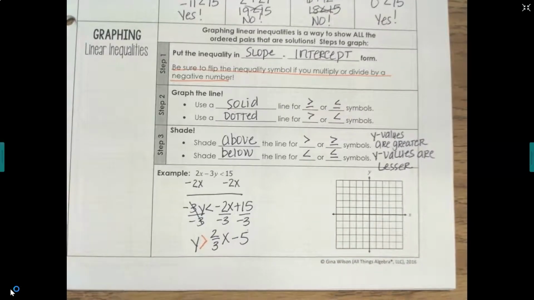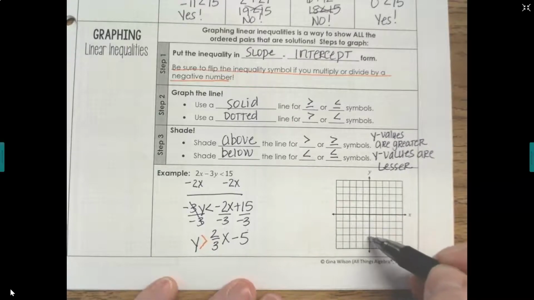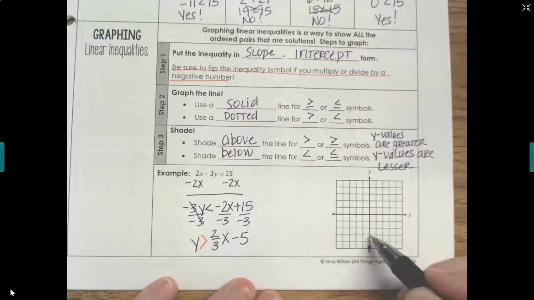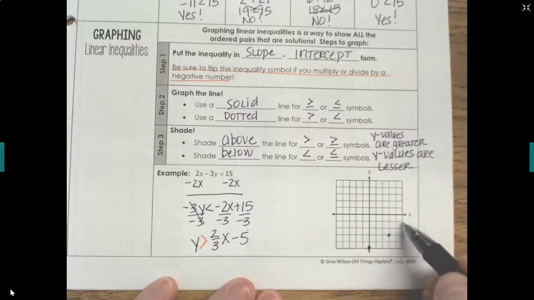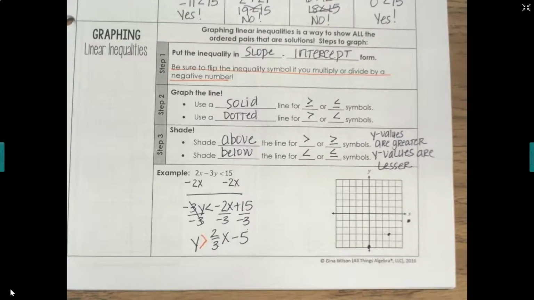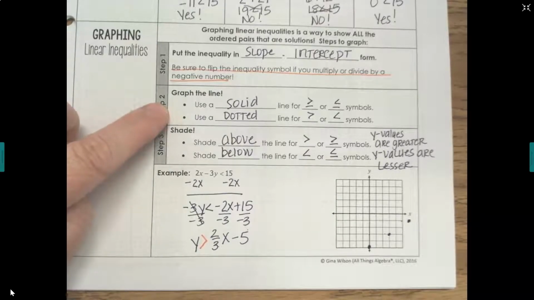Okay, now to graph it, we go to our y-intercept, negative 5: 1, 2, 3, 4, 5. And we're going to graph our slope, rise 2, run 3, rise 2, run 3. Rise 2, run, we're going to run out of room, so I'm just going to take it right off. Now before we draw the line, we have to verify, are we going to do dotted or solid?